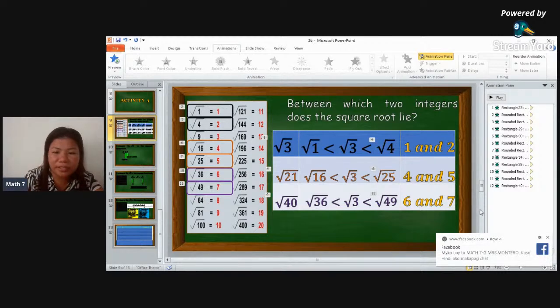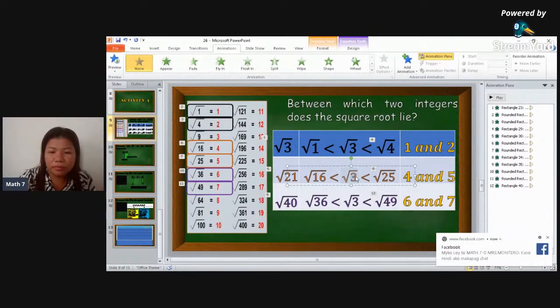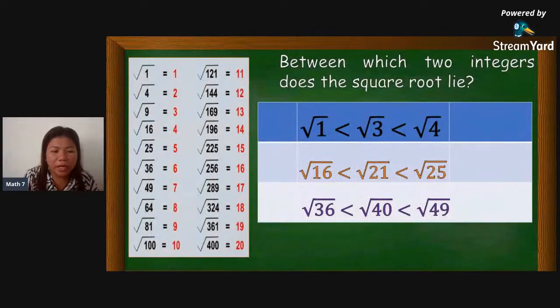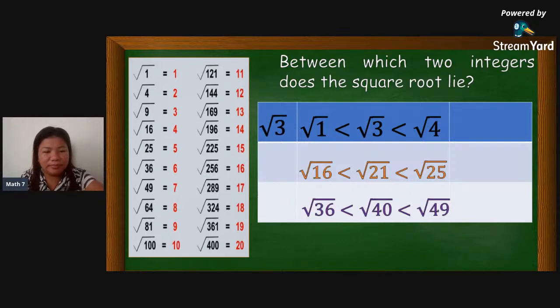May nakikita pa ba kayo sa screen? Ayan. Change ko to. Okay. Next. Nagkaroon lang ng typo. Oo, malabo.